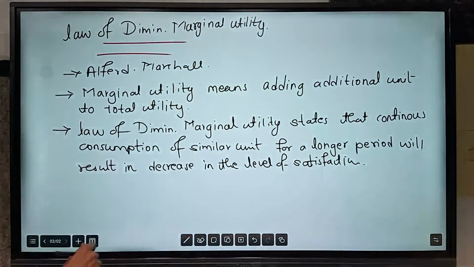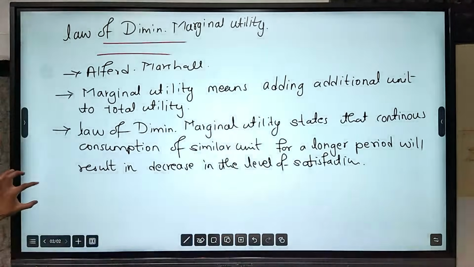Now you can write the third point. This question is of 6 marks.